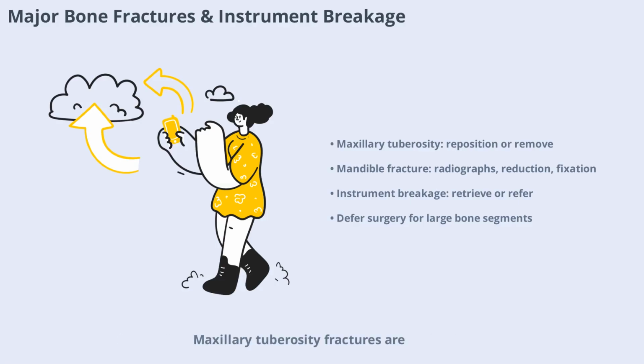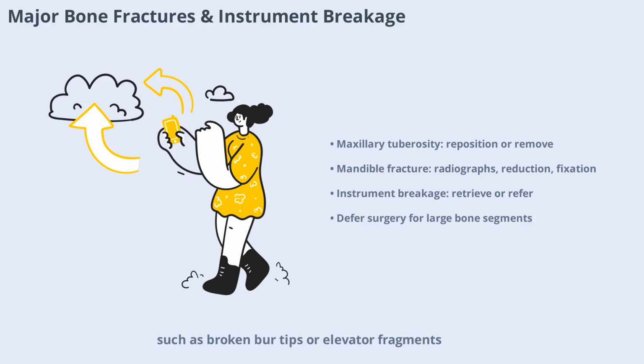Maxillary tuberosity fractures are associated with over-erupted molars, large antra, or excessive force. If the bone is attached to the periosteum, it should be repositioned and sutured. If detached, removal is necessary. For large segments, abandon extraction and defer surgery for 6 to 8 weeks. Mandible fractures require radiographs, patient notification, and treatment via reduction and fixation.